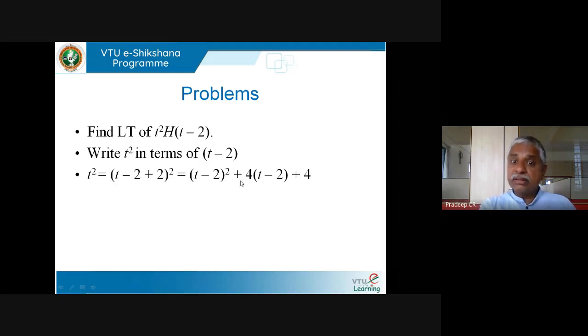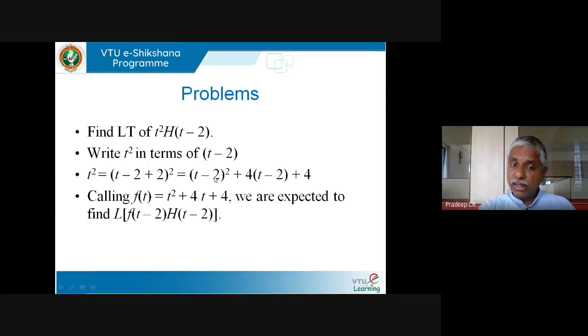Now what is the upshot of this? Why did I do this? I did this because I could write t square in terms of t minus 2, you see. So if I consider f(t) as t square plus 4t plus 4, I will not write f(t) as t square. I will write f(t) is t square plus 4t plus 4. This is the expression I am going to take. Then I know t square is nothing but f of (t minus 2). That is what I have proved just now. That is how I was cheating. I wanted to do that, so I did all this manipulation. So t square is f of (t minus 2).